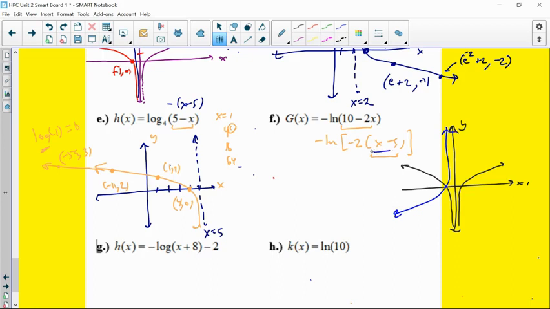I'm going to translate that to the right 5 units. So let me clear my graph here, just so I have a clearer view of the screen. Get those transformations out of the way. So I'm going to the right 5.